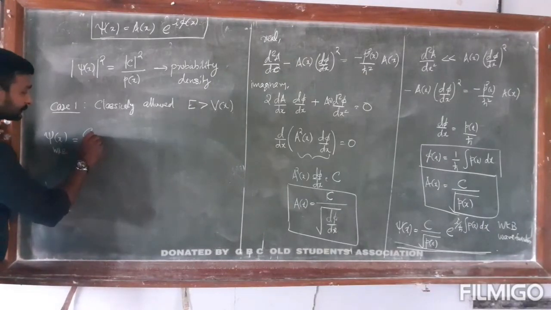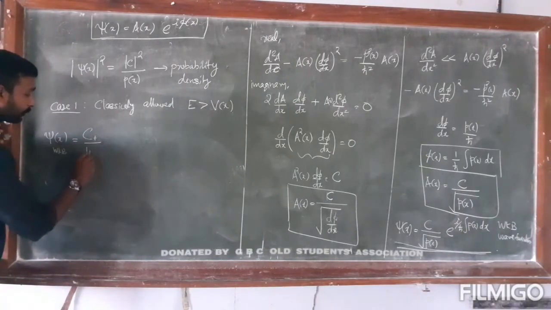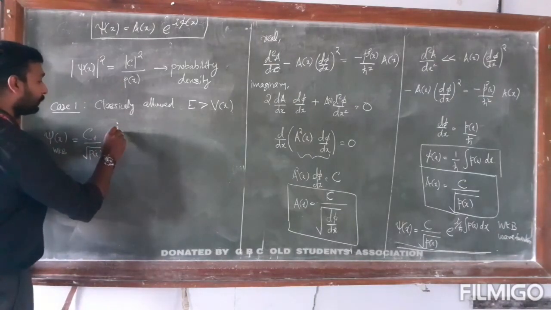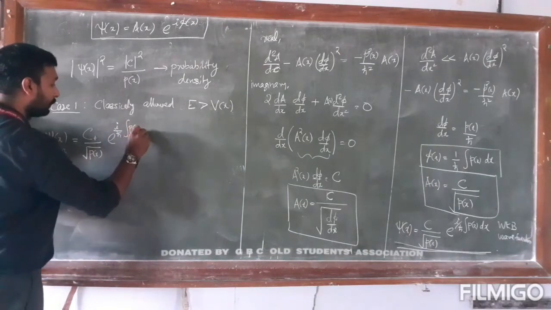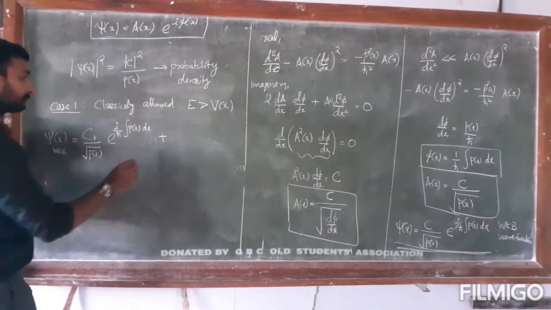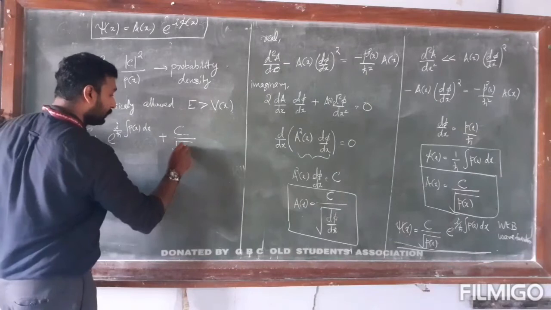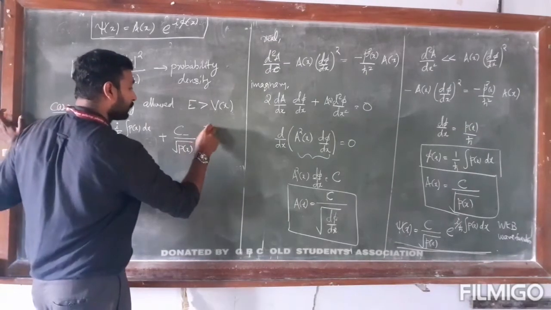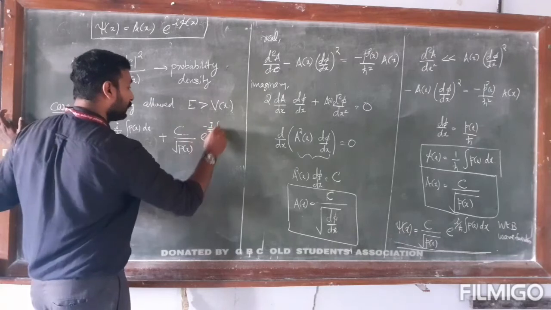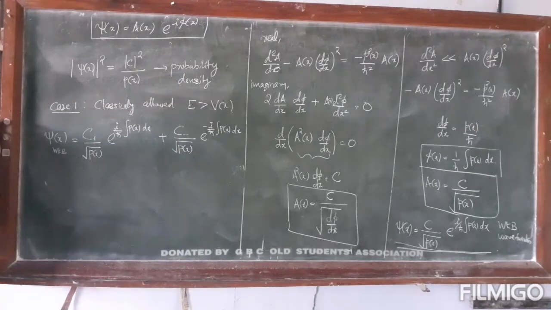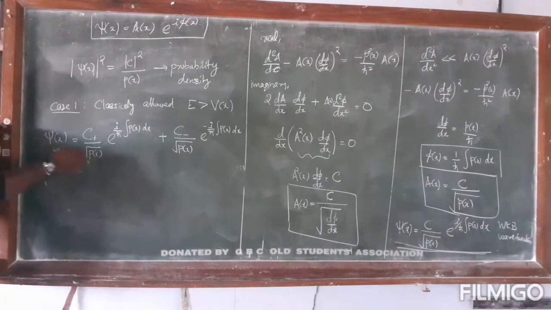So I can write c plus by square root of P of x, e raised to i by h cross integral P of x dx, plus next would be c minus by root P of x, the exponential of minus i by h cross integral P of x dx. So there can be two independent solutions available for the same problem. I can write both the possibilities: e raised to plus i term and e raised to minus i term.